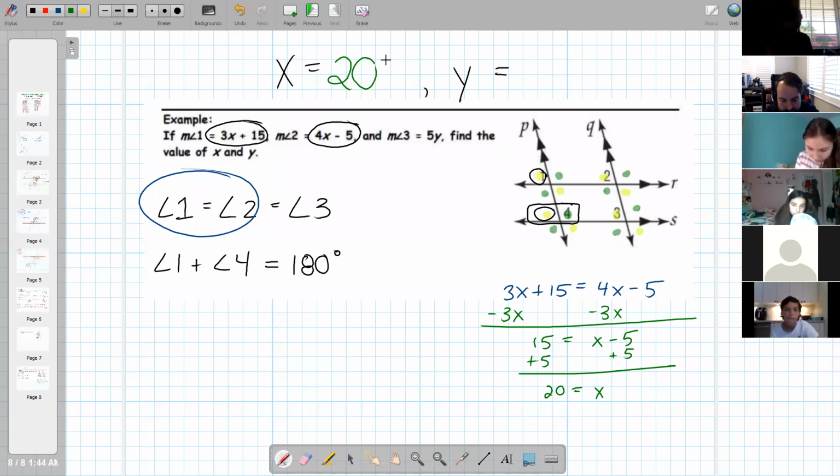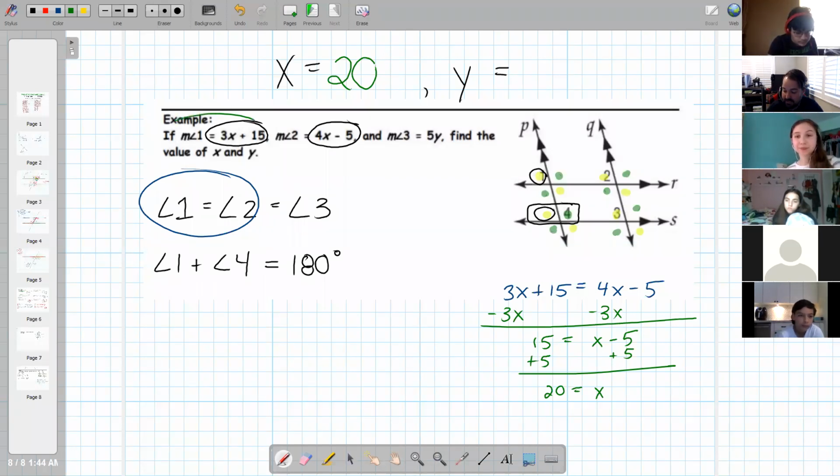Go ahead, Kinga. 20 would go where all the angles are equal to each other, and where they correspond to each other. Yeah, so 20 is very important in all of those angles that are equal to each other, but 20 is not the actual angle. Look what it says. Oh, no, that's x. That's what x is, right? But we do know that the measure of angle 1 is 3x plus 15. So what could we do with that x that we got?